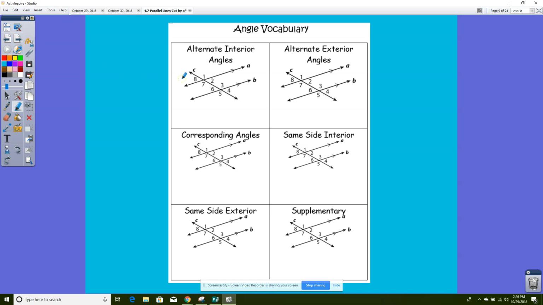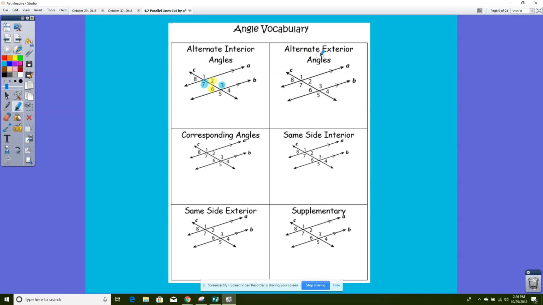So alternate interior angles. So interior means they're going to be inside of the 2 parallel lines. Alternate means they're going to be on opposite sides of that transversal. So 2 and 6 are alternate interior angles. And then 7 and 3 are alternate interior angles. So 7 and 6 cannot be alternate interior angles because they're not on alternate sides of that transversal.